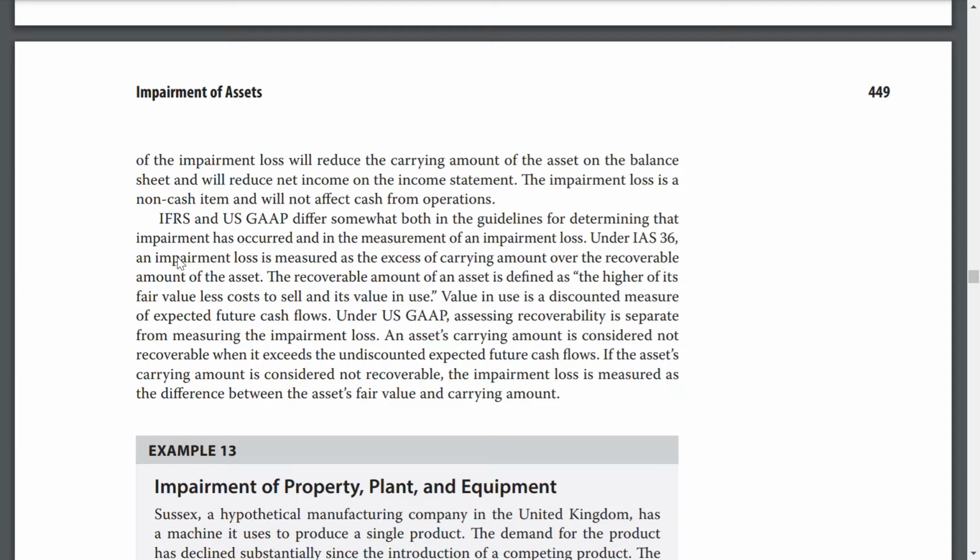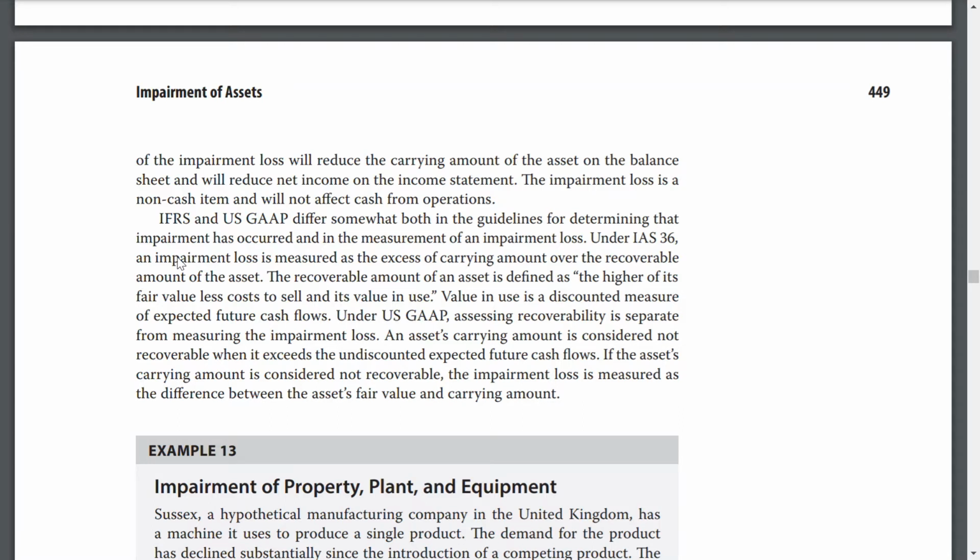IFRS and US GAAP differ somewhat, both in guidelines and in determination of impairment. In determining that impairment has occurred and in the measurement of an impairment loss under IAS 36, an impairment loss is measured as the excess of carrying amount over the recoverable amount of the asset. The recoverable amount of an asset is defined as the higher of fair value less cost to sell and its value in use. Value in use is a discounted measure of expected future cash flows.